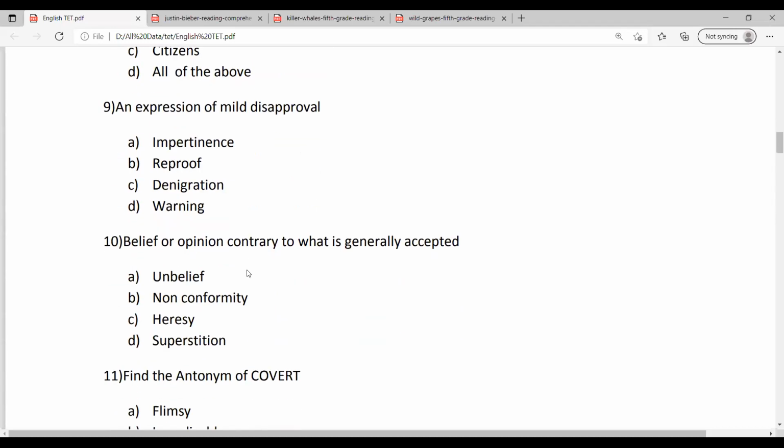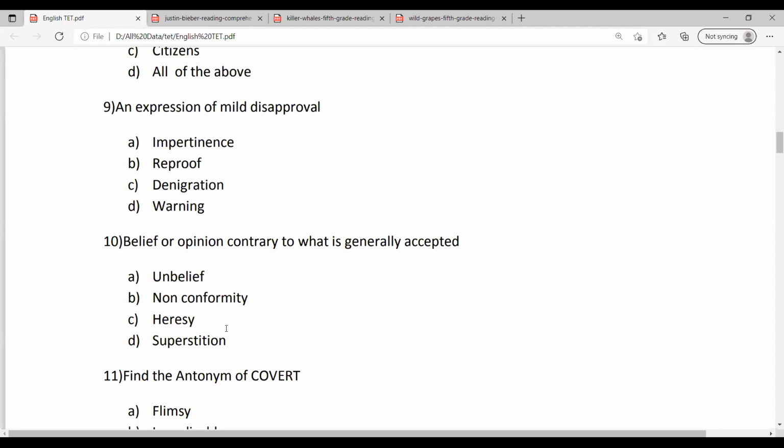Next one: a belief or opinion that is contrary to what is generally accepted. Suppose I have a belief which is against it. Hearsay, non-conformity... this is heresy. For example, Galileo, and so many scientists also, were considered heretics, because they spoke against the things that were accepted then.